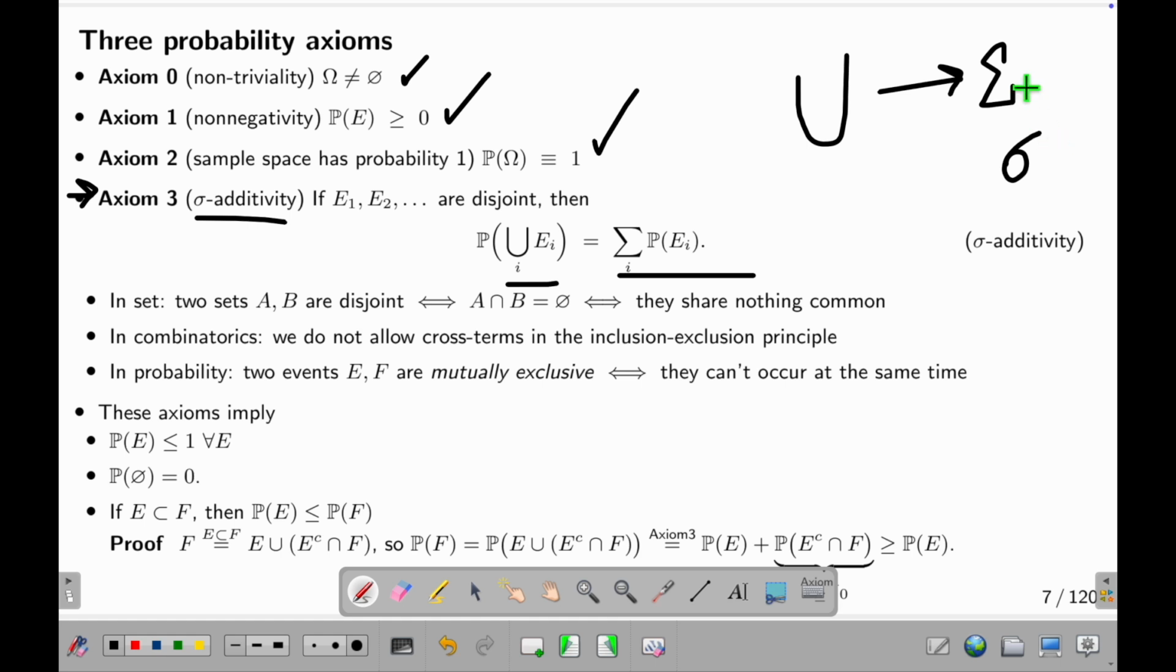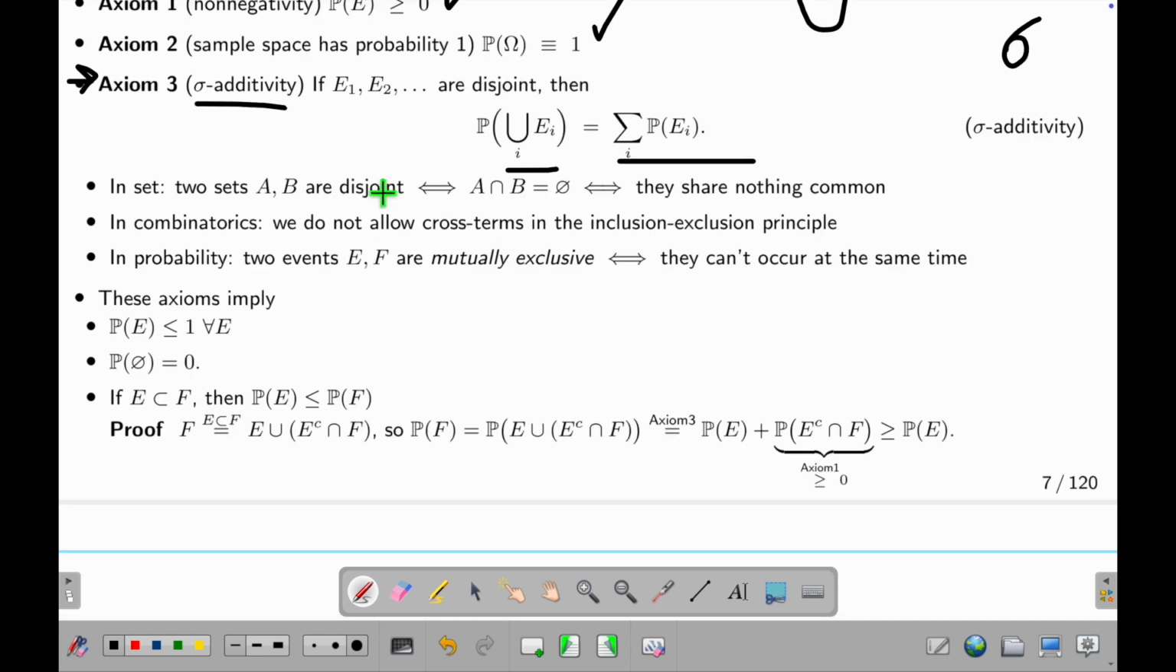This is this in capital letter. So therefore, people call it sigma algebra. That's the reason why they call it like this. And they are disjoint. And here's the thing.